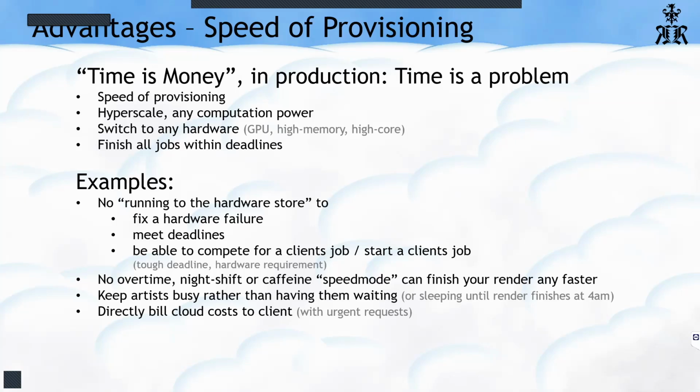Some examples from usual productions on premise: you don't have to run to the hardware store. I know that from the time I was working in a company, when there was a hardware failure or when we had to meet deadlines, we had been running to the next hardware store and getting just some stuff to fix it. Or if you want to compete for a job and you know it has a very tough deadline or a hardware requirement, then you could not accept the job. But with the cloud, you can ramp up your hardware and still accept the job.